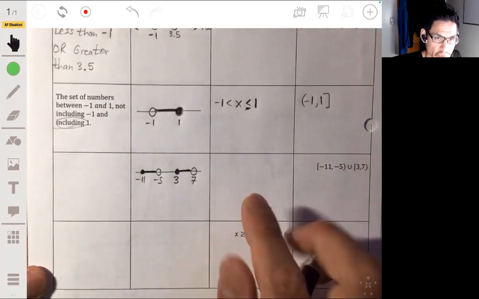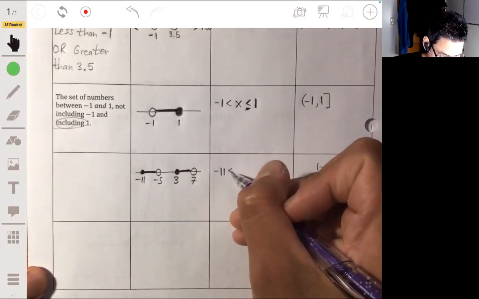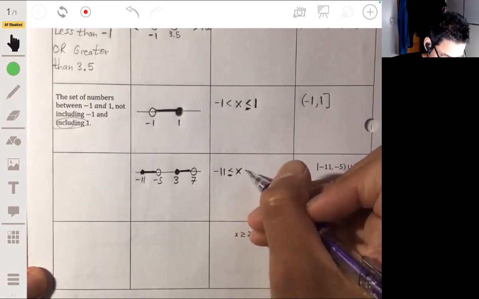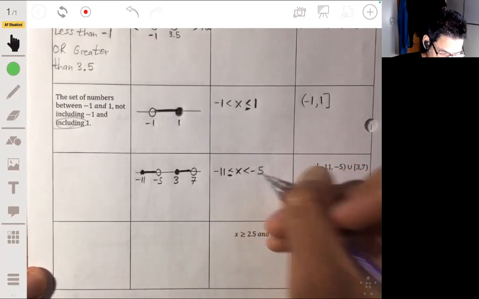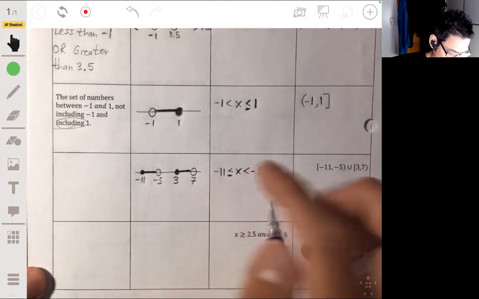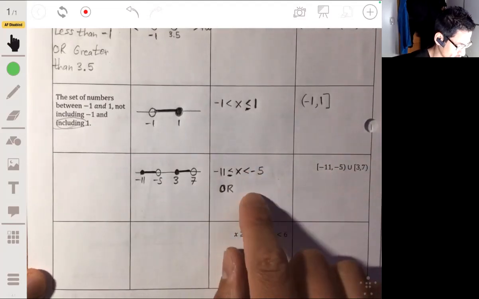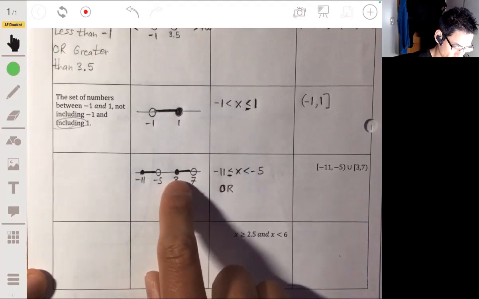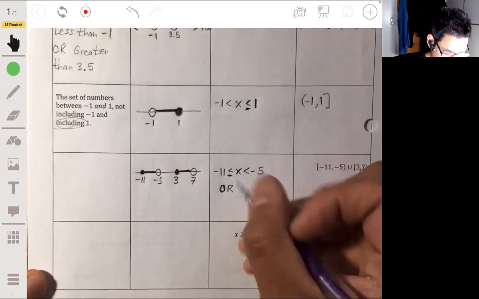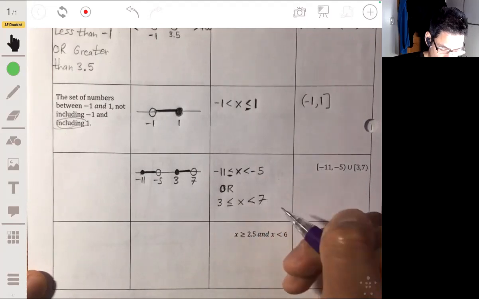Okay, so now with the inequality notation, we would have -11 is less than or equal to x, and x is less than -5. And then we're going to go or 3 is less than or equal to x, and x is less than 7. Just like that.